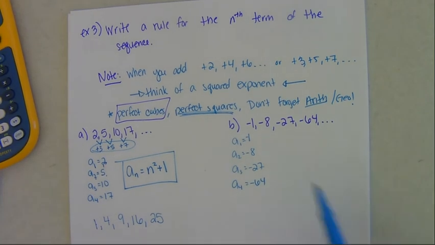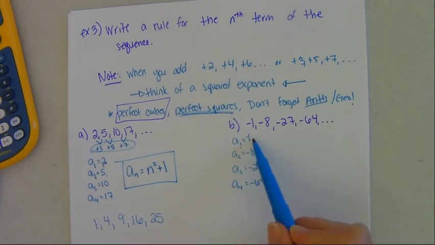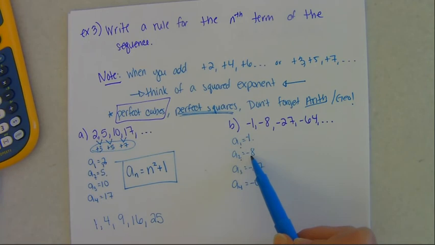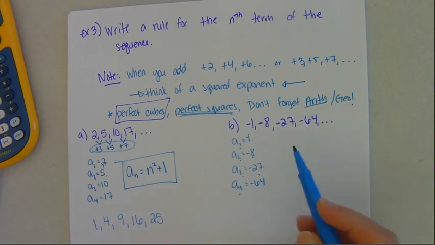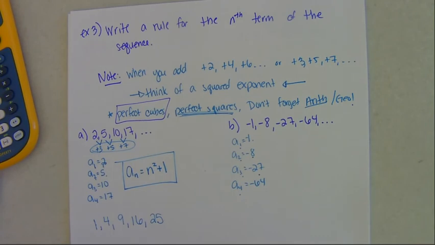You're trying to figure out, well, how am I going to get this 1 to be a negative 1? How am I going to get this 2 to be a negative 8? How am I going to get this 3 to be a negative 27? How is this 4 going to become a negative 64? And you know what? They all have to happen in the exact same way. It has to follow the same pattern, the same rule. So pause the video, think, see what you can come up with.